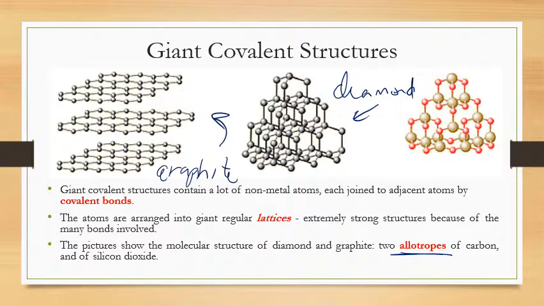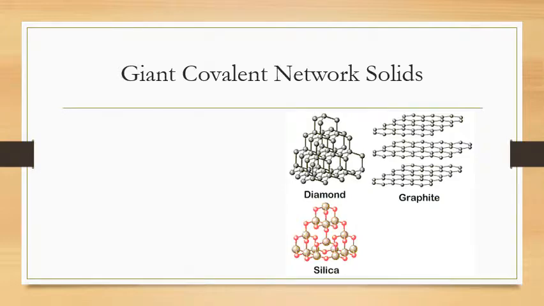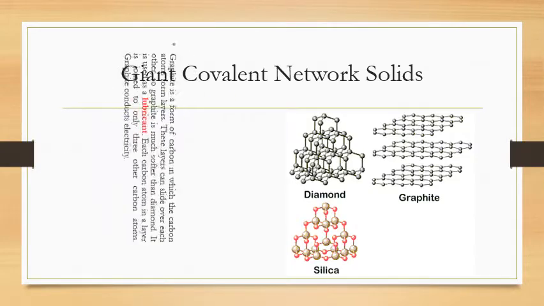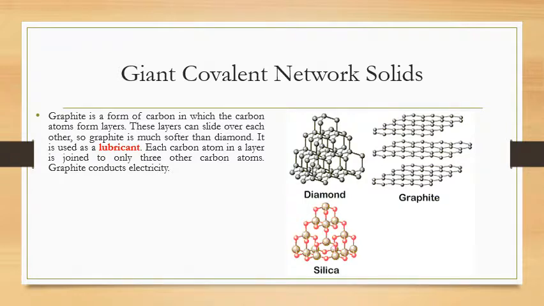And they have special properties. So in terms of these giant covalent network solids, this is important. You have to be able to compare and contrast them, and the reasoning why they have slightly different properties. So graphite is a form of carbon in which the atoms form layers.